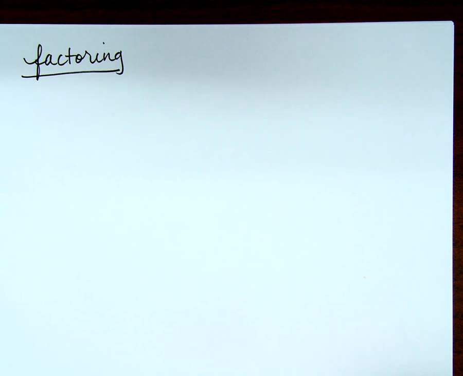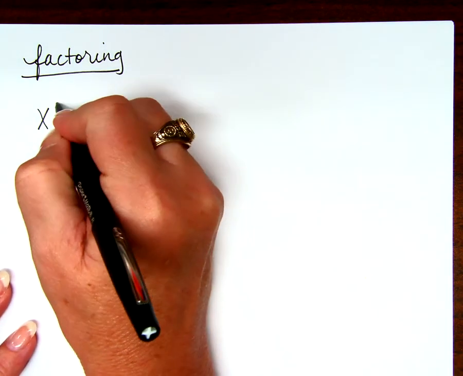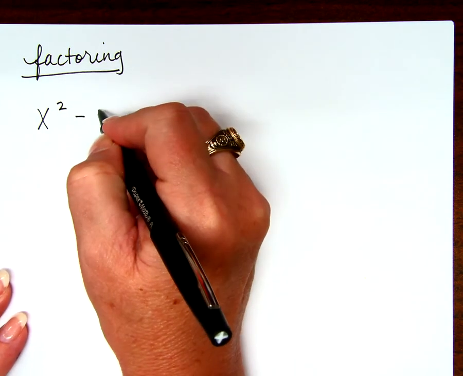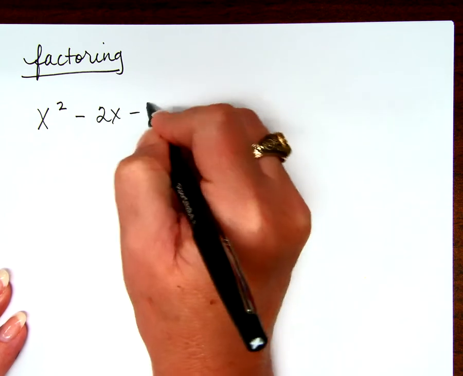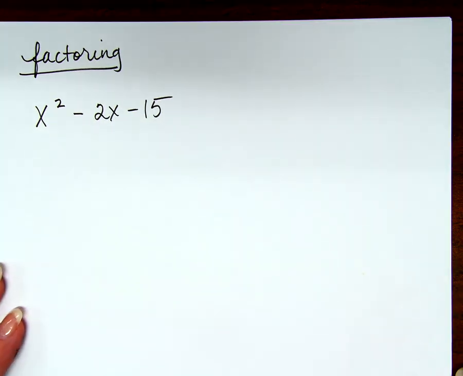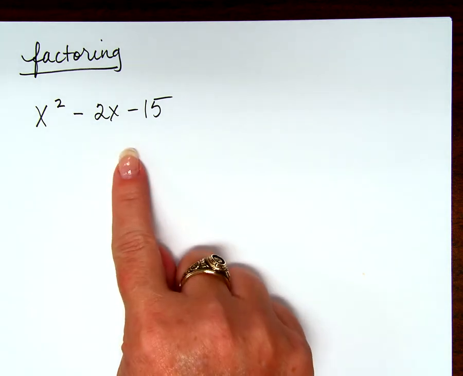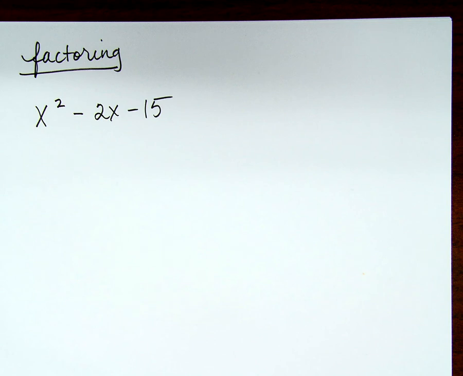Three terms, excellent. Okay, let's start here. x squared minus 2x minus 15. Is that a good place to start? Okay. So today I'm going to show you two ways to do this one. One is easy and the other is easier. I'm going to show you the easy way first, and then I'm going to show you the easier way.